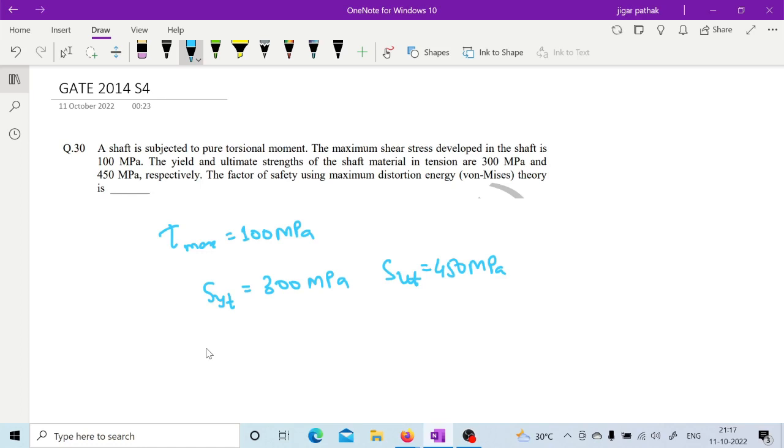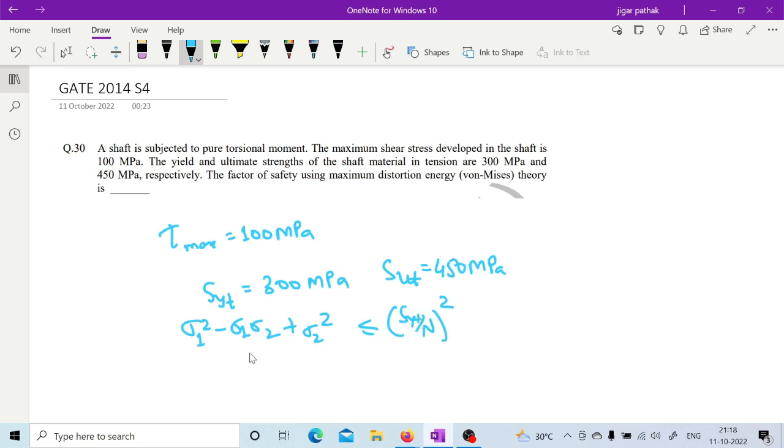Root 3, sir. Sorry? Root 3. Okay, anyone else? Here actually you can go for this, right? Sigma 1 square, sigma 2 square, root 3. Okay. Sigma 1 square plus sigma 2 square minus sigma 1 sigma 2 less than or equal to sigma y by n square, right?